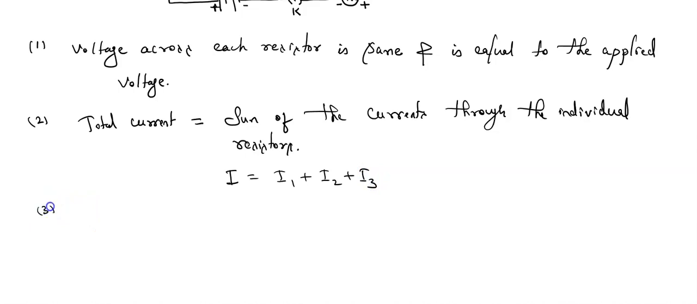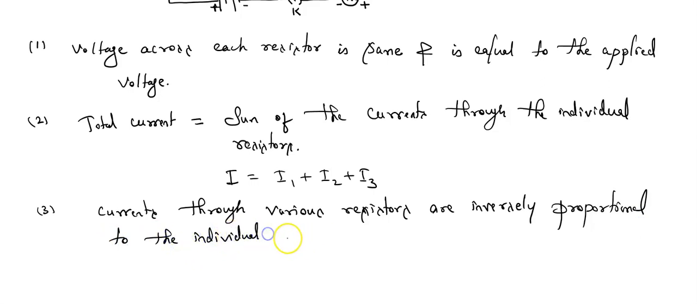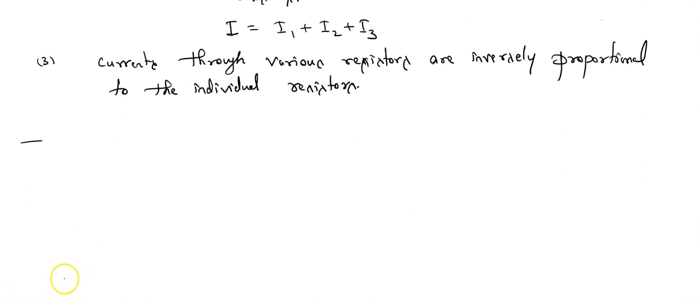Okay. And third case, that is, the currents through various resistors are inversely proportional to the individual resistors. So next point, let me see, that is point number 4.